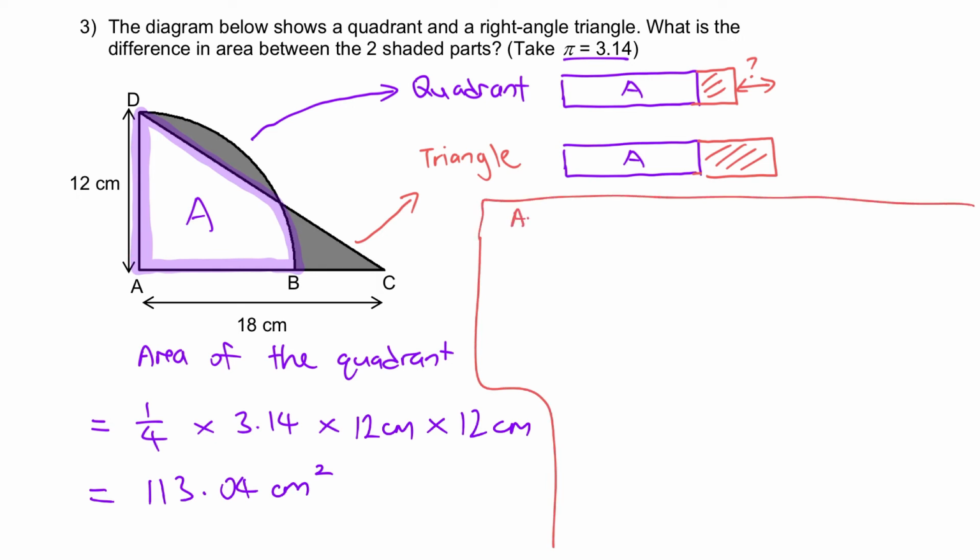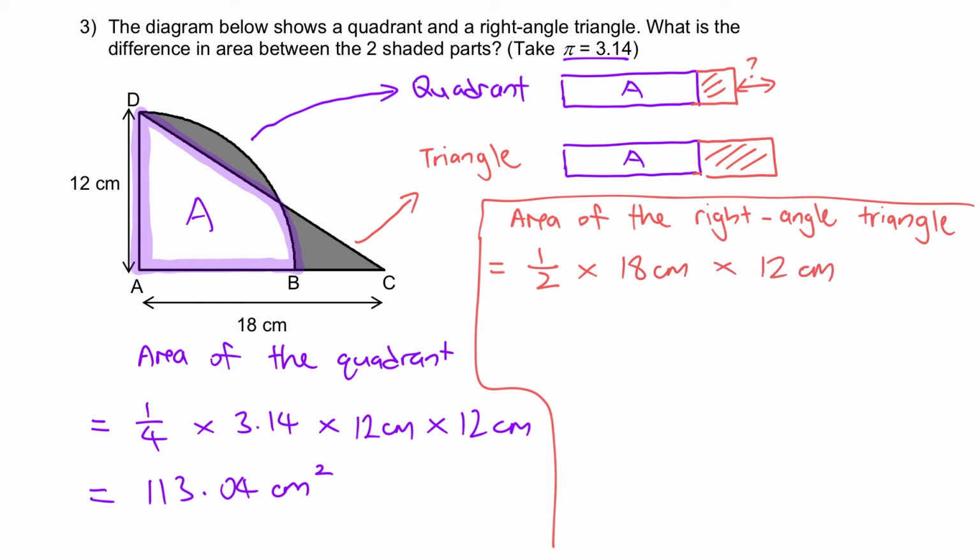Next, find the area of the right angle triangle, which is equal to half times the base 18 and the height 12, which is 9 times 12, that will give you 108 cm square.